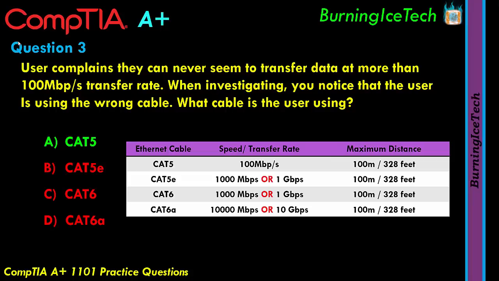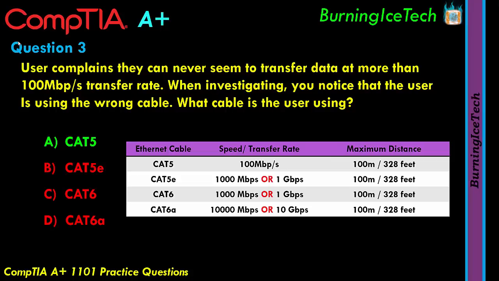So Cat5 and 5e, visually they look exactly the same. The one is 10 times faster, but visually they look exactly the same. Cat6, however, is slightly thicker. So it's slightly fatter cable, slightly thicker. Cat6a is once again 10 times faster. So that's 10,000 megabits per second or 10 gigabits per second.